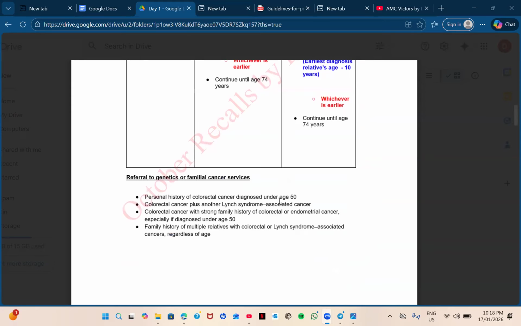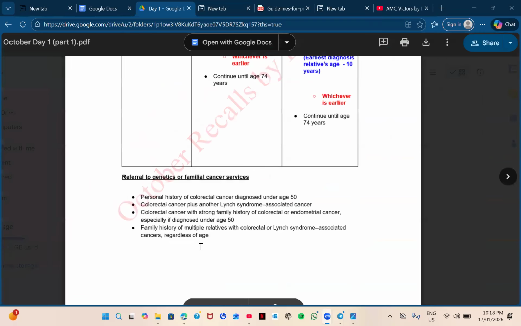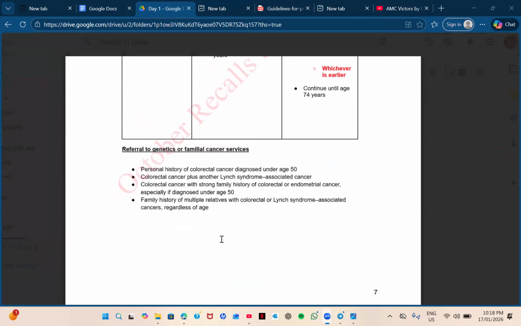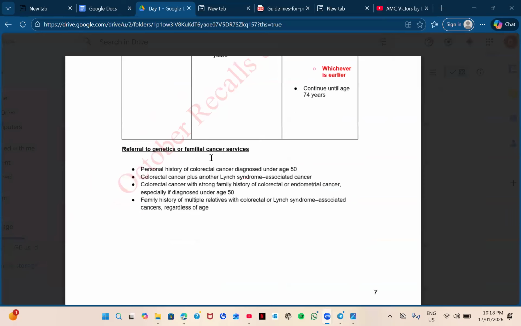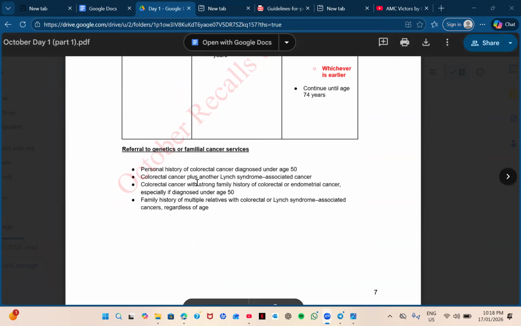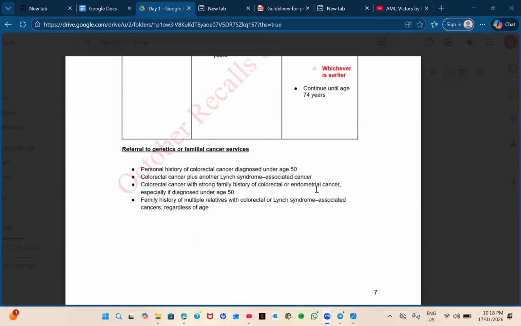And we have something else. When we consider colorectal cancers, which cases do we refer to the genetic or familial cancer service? Personal history of colorectal cancer diagnosed under age 50, or colorectal cancer plus another Lynch syndrome cancer. So what is Lynch syndrome? Tell me an example for Lynch syndrome. What are the most common cancers in Lynch syndrome? Tell me, doctors.